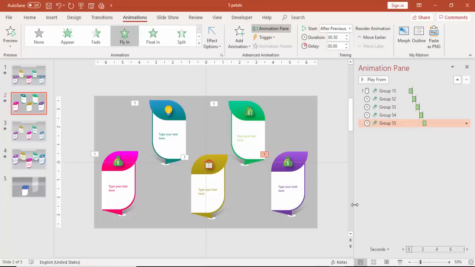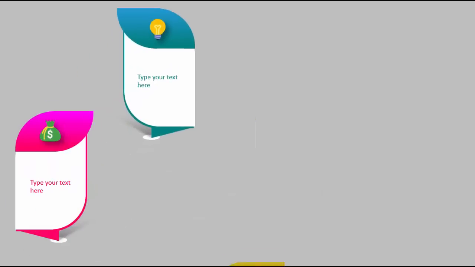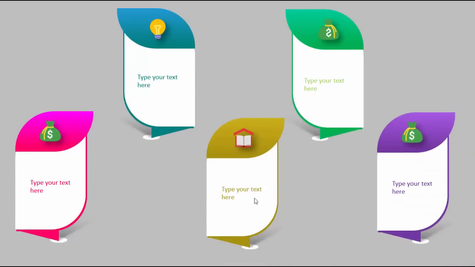So let's see how it looks now. The slideshow. So when I click, it will show you option 1, then 2, 3, 4, and 5.